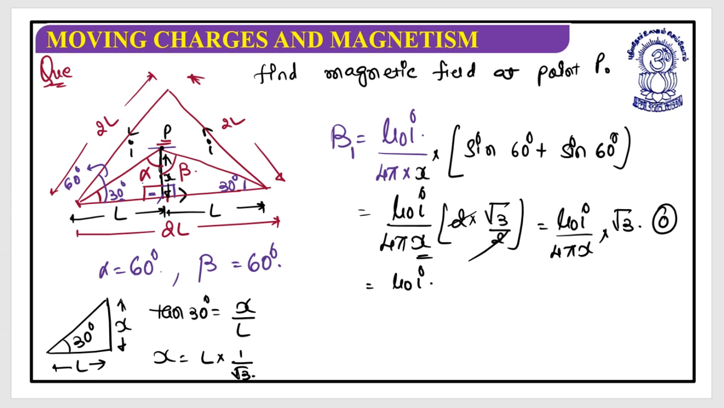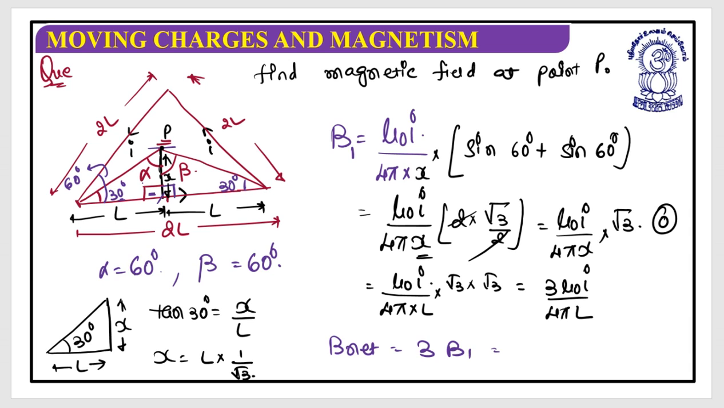Let's replace the value. It's mu naught I divided by 4 pi multiplied by x, where x is L by root 3, multiplied by root 3. So this equals 3 mu naught I by 4 pi L. And B net will be equal to 3 times B1. 3 threes are 9, so 9 mu naught I by 4 pi L. That's it. Where is it directed? Yes, outside the plane of the conductor.